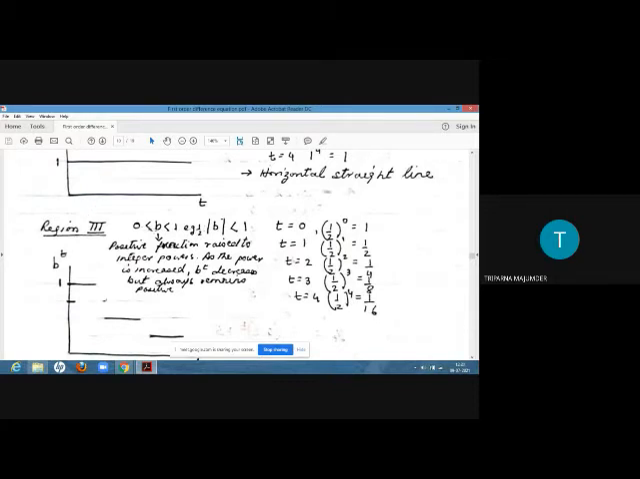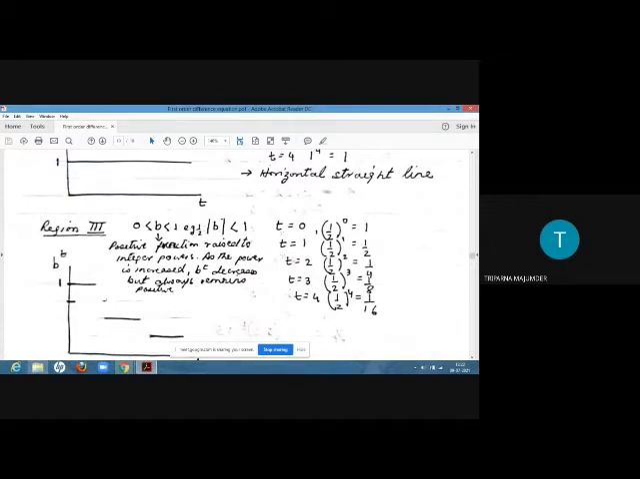Now we come to region 3, where b lies between 0 and 1. So this is a positive fraction raised to integer power. As the power is increased, b to the power t decreases but always remains positive because b is greater than 0, though less than 1. So it is a positive fraction.